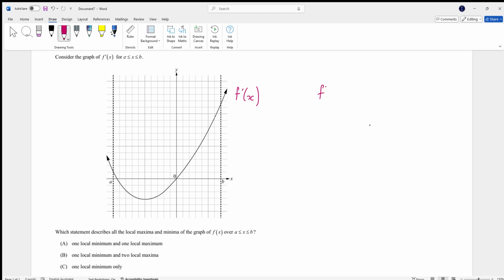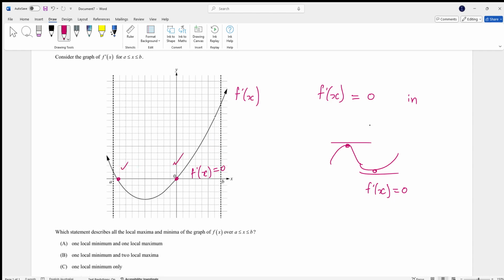So whenever f dash of x is equal to 0, that indicates that there is a stationary point. A stationary point is a maximum or a minimum, because that is when f dash of x is equal to 0, because the gradient is flat there. Okay, so here what we're looking at between a and b is that there are two places where f dash of x is equal to 0, here and here.